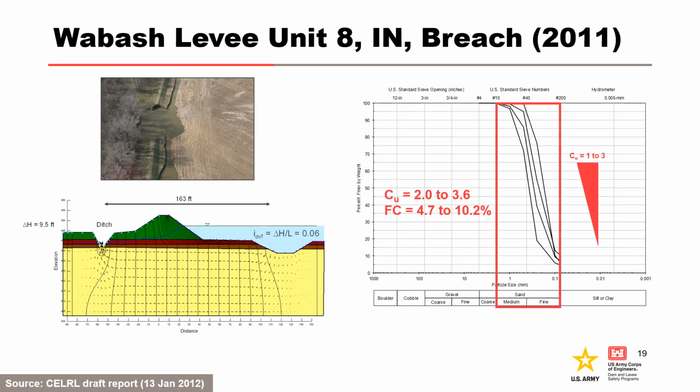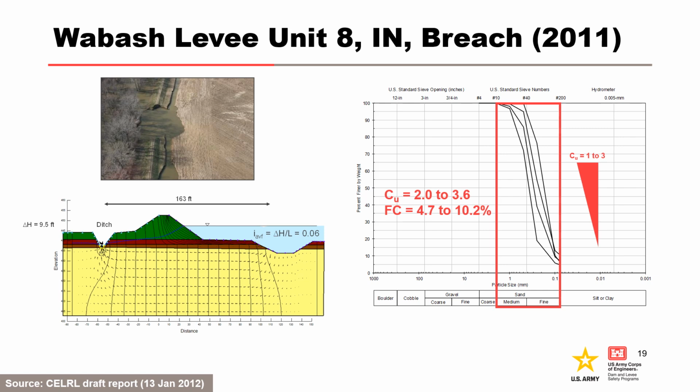A backward erosion piping failure mode initiated at Wabash Levee Unit 8 in an excavated landside ditch. At the time of failure, the White River was experiencing water levels equivalent to a 7-year flood event. The water level at the time of breach was not at a significant level compared to previous historic and even recent events, and the flood crest is currently listed as the 13th highest.